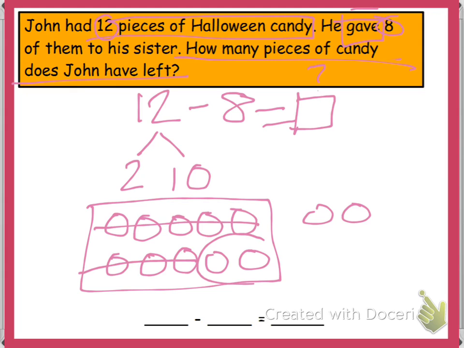Now I'm going to circle what's left, and we're going to have to add this together to figure out our answer. There's 2 inside the box plus 2 outside the box. 2 plus 2 equals 4. So 12 minus 8 equals 4.